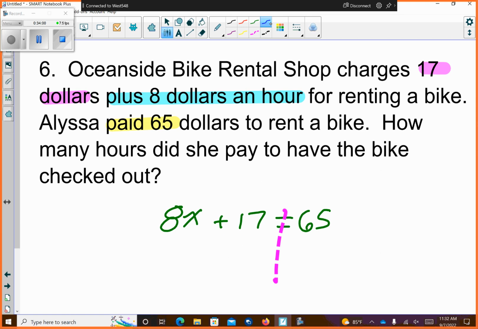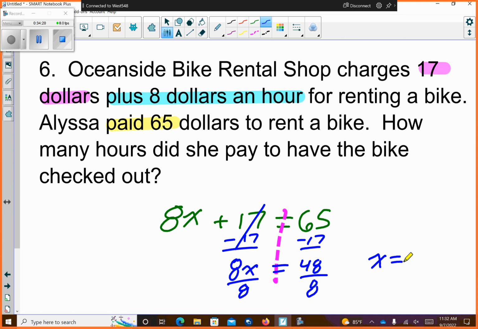Okay? We want to know how many hours she was out. So I'm going to subtract 17. We all have our calculators out. So we go 65 subtract 17, and we get 48. Very good. And then we divide each side by 8. So you get 48 divided by 8, and we get 6. So our friend is cruising up and down the ocean side for 6 hours on this bicycle.